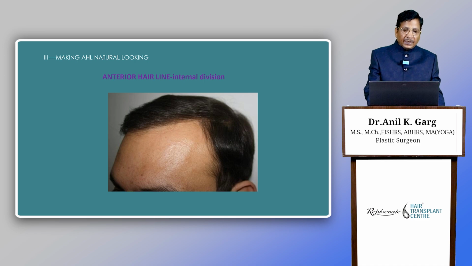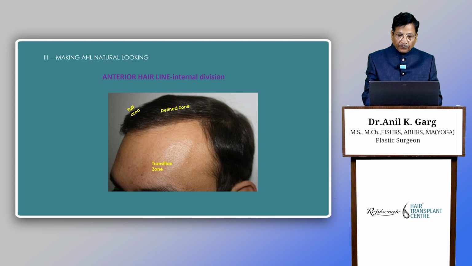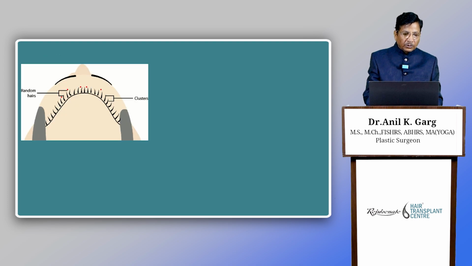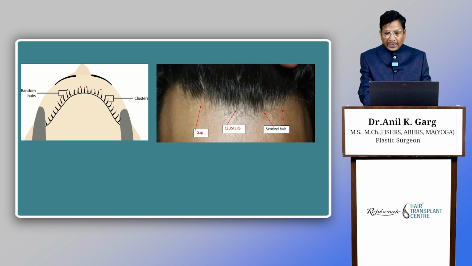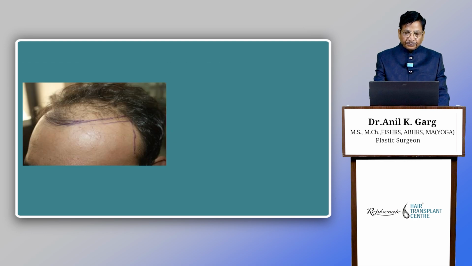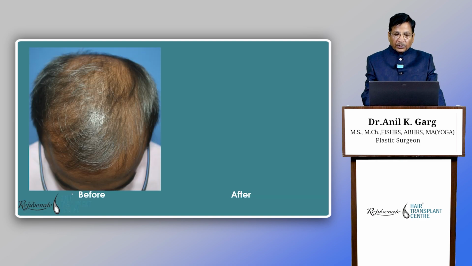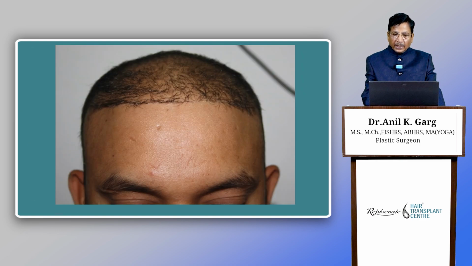Now third is making the anterior line natural looking. The anterior line should look natural. The internal divisions are the frontal tuft area, which is denser, a defined zone and a transition zone. The transition zone has clusters or macro irregularities, and random hair or micro irregularities. This makes the hairline more natural. You can see these are the random hairs and these are the clusters, and there are gaps, clusters and sentinel hair. This is a perfect natural looking hairline.